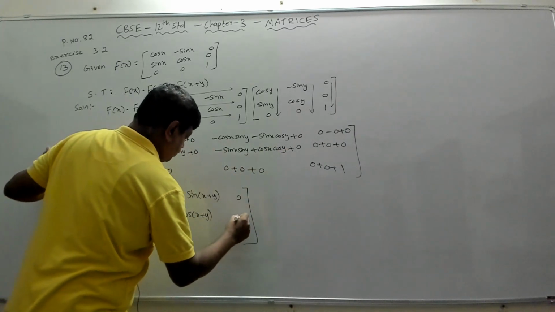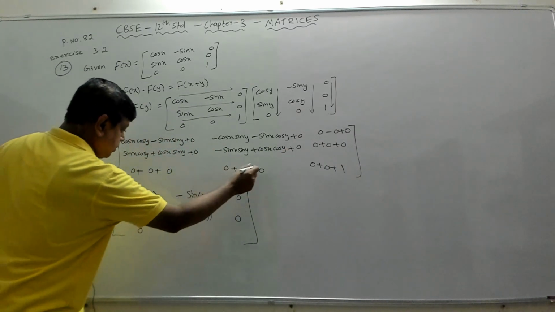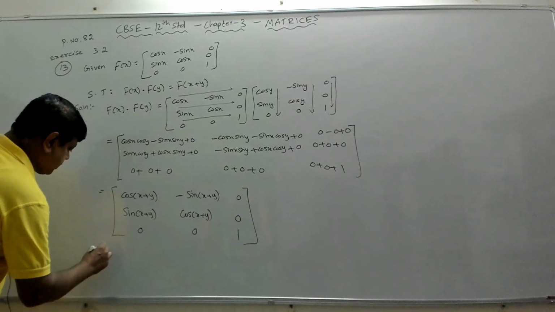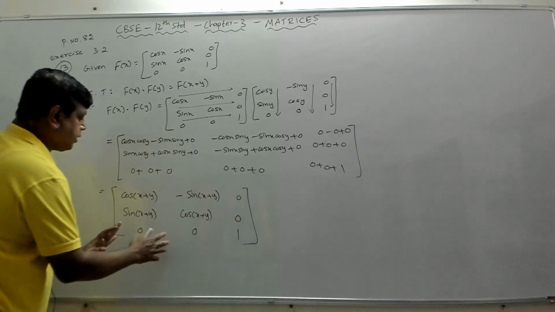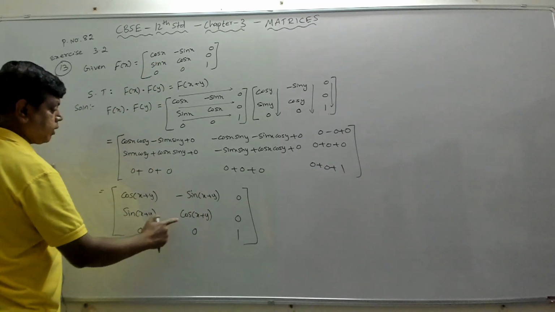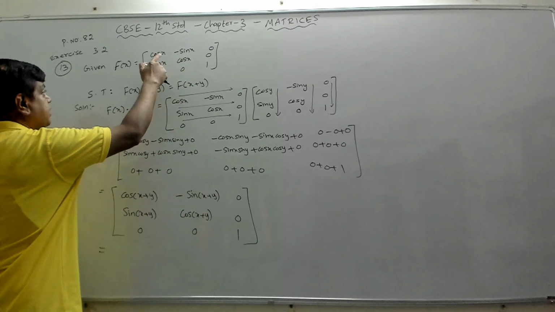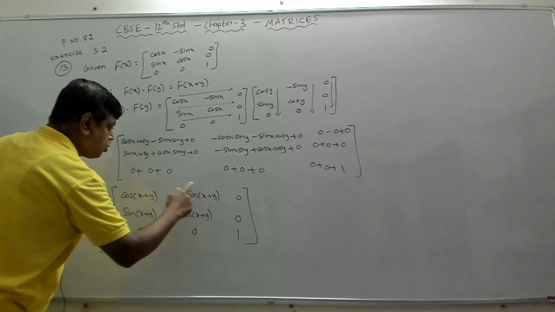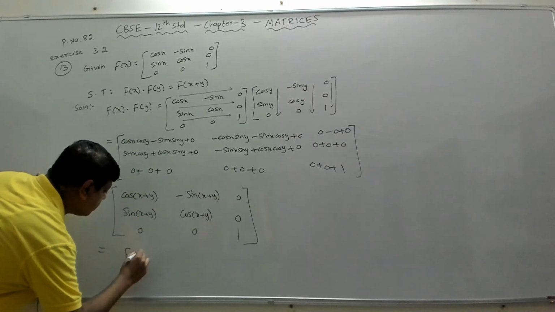Then that is 0. Then 0, 0, 0, 0 plus 0 plus 0, 1. But what is this? This is nothing but, wherever x is there, we are seeing x plus y, x plus y, x plus y, wherever x is there. So if it is x here, it is f of x. So x plus y means this will become f of x plus y. This whole thing is f of x plus y.